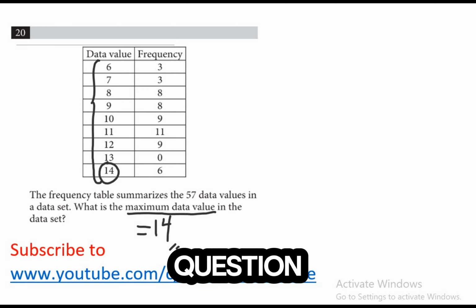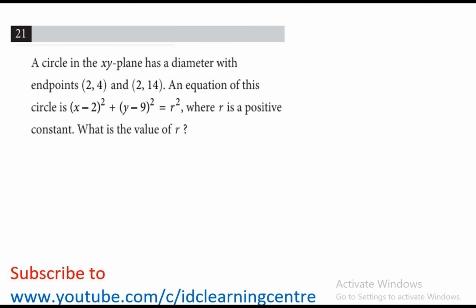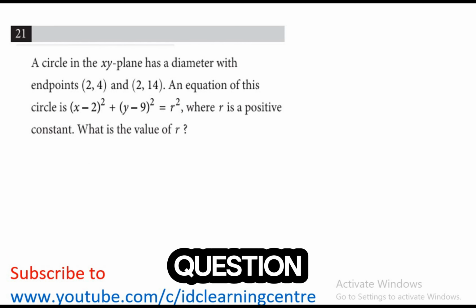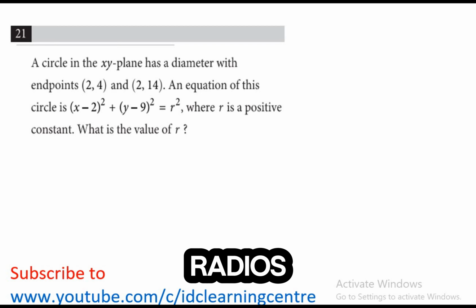So move on to the next question, which is question 21. Here we have the equation of a circle and we're looking for the radius. R there represents the radius. So all we need to do, we're given two endpoints of the diameter.